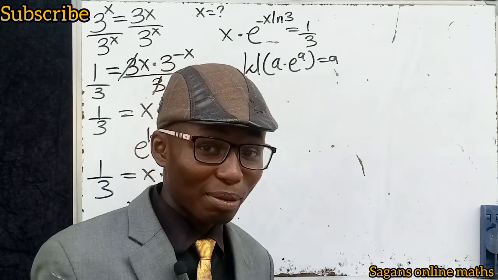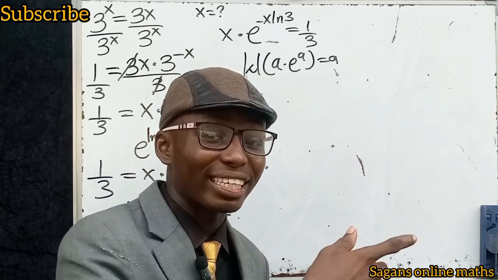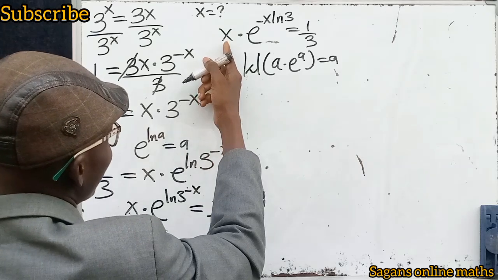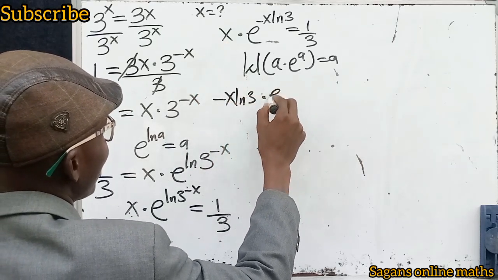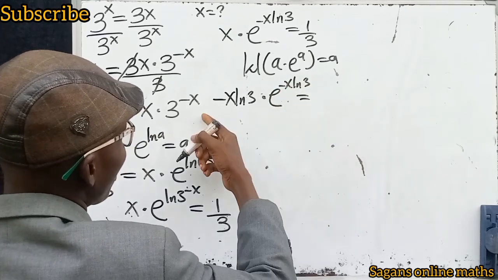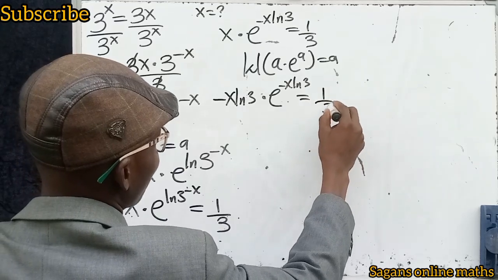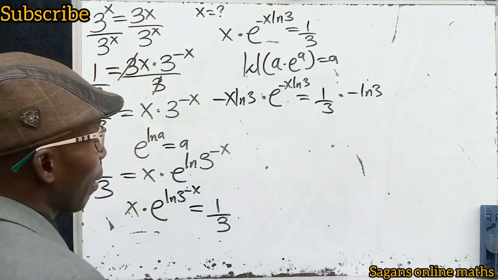We have to multiply both sides by what? By minus ln 3. Remember that if you multiply both sides by minus ln 3, we are able to achieve this. Now let's multiply quickly. If we multiply this by minus ln 3, I want to have minus x ln 3, multiplied by e raised to power what? Minus x ln 3 equals to what? Remember we multiply both sides by minus ln 3. So this time becomes 1 over 3 multiplied by minus ln 3. Amazing.